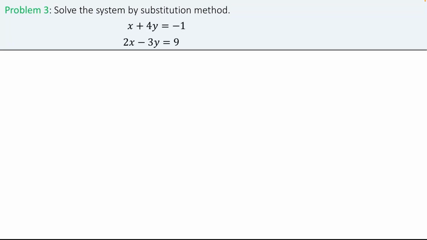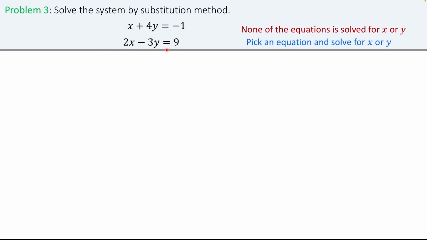In the previous two problems, one of the equations was solved for x or y. But in this system, none of the equations is solved for x or y. So what you need to do is pick an equation and solve for x or y. The question is which equation you need to choose.